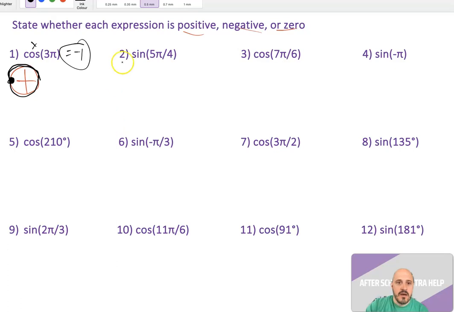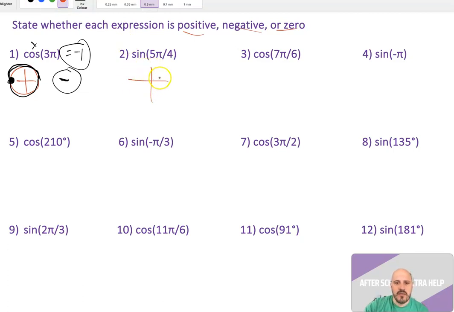And I just didn't read my directions. We're just asking, is it positive, negative, or zero? So the answer is negative. We'll worry about exact values later. Let's just get comfortable with the signs. All right, let's take a look at my next one.